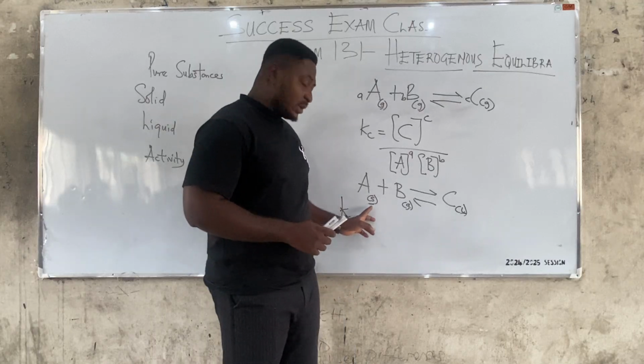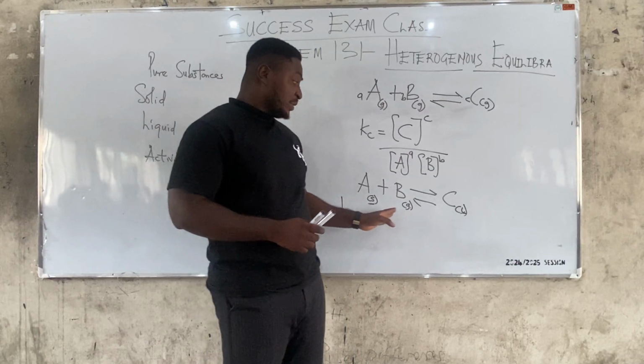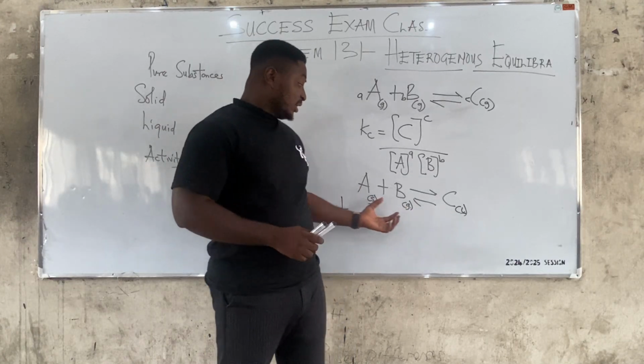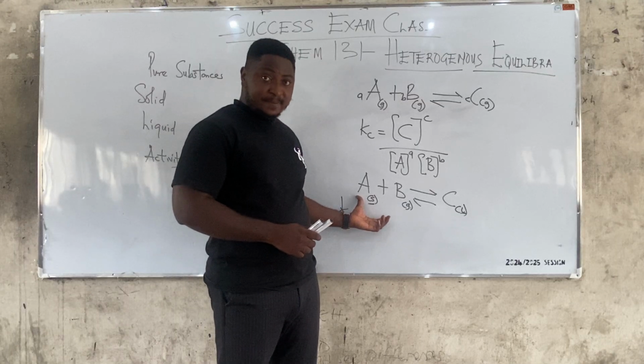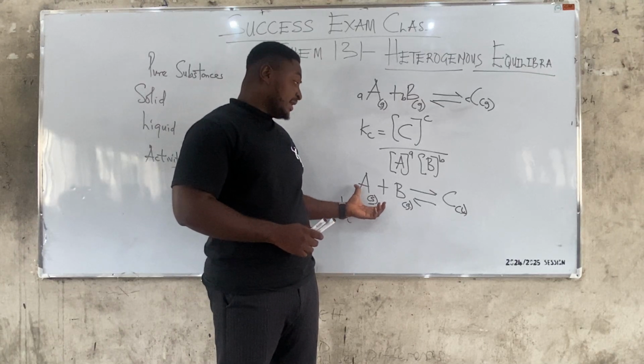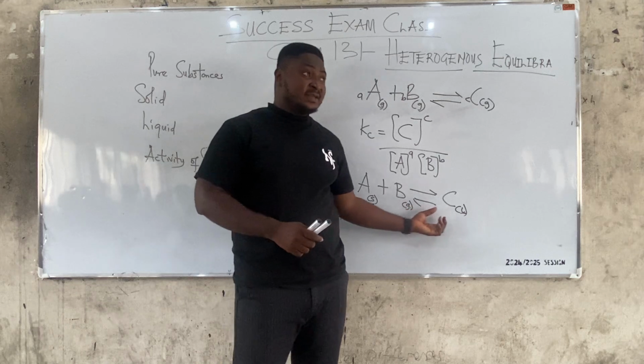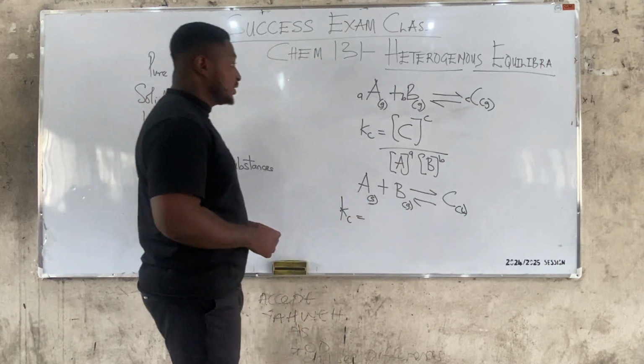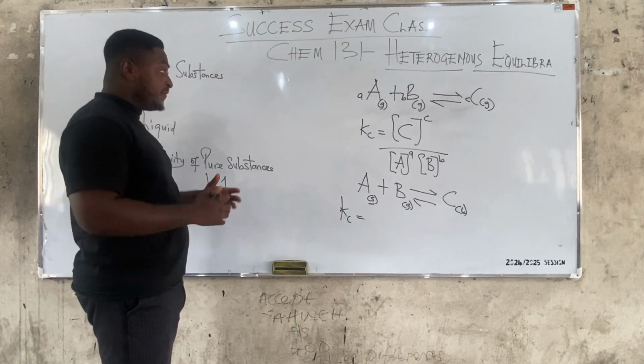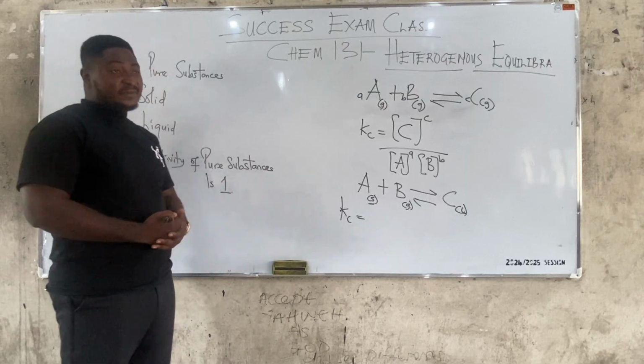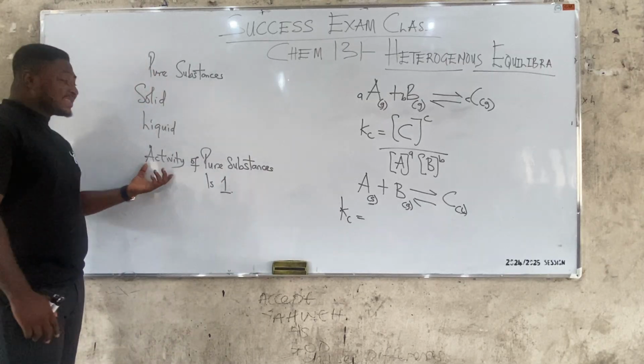But look at the second one, class, where you have solid reacts with gas to give liquid. This is not homogeneous, this is heterogeneous equilibrium. So heterogeneous equilibrium is the equilibrium that exists between components in different phases. Please take note. When you start dealing with components in different phases, class, what we call the activity comes in.